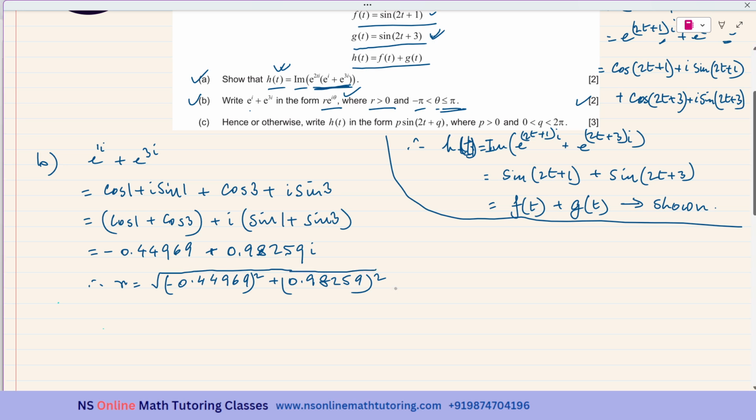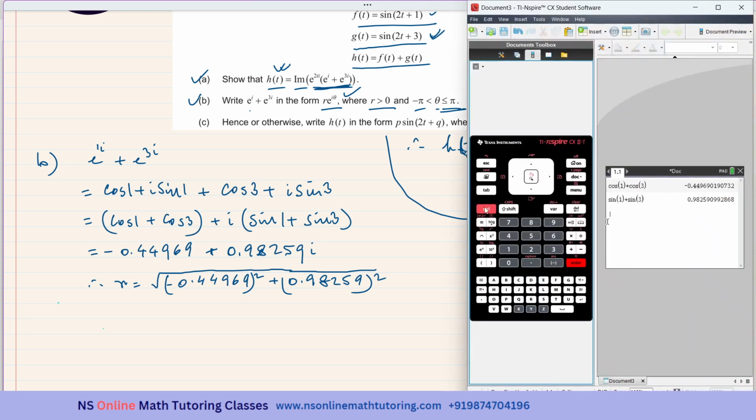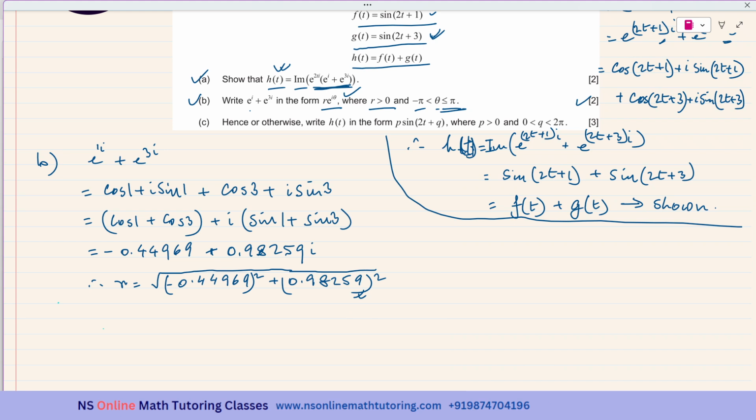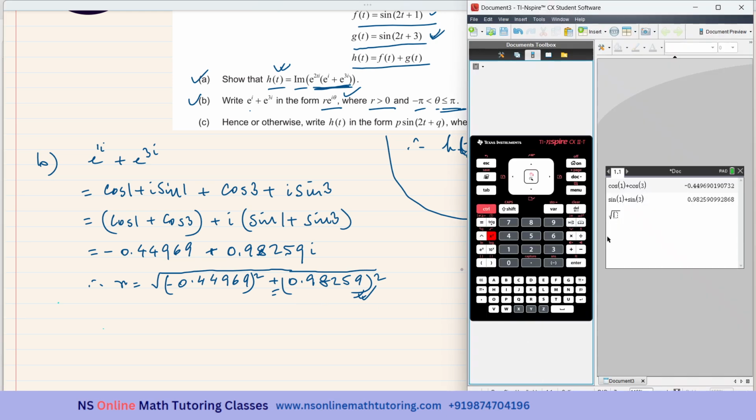So now let us use the calculator. It is square root, and this part is the answer. So I'm writing this part first. Doesn't matter because they are connected by a plus sign. So answer square plus, there is the minus sign over here for the first part.